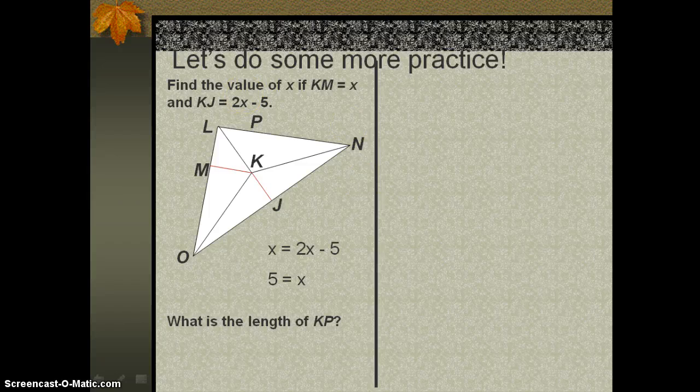What is the length of KP? So KP is another distance going from here to the side, which means it's going to be the same as the other two, so it's also going to be 5.